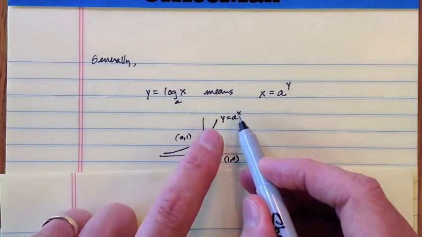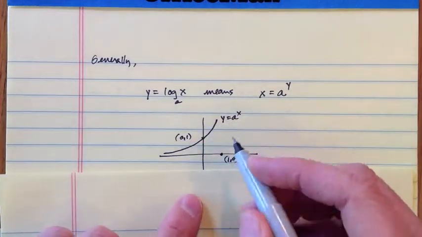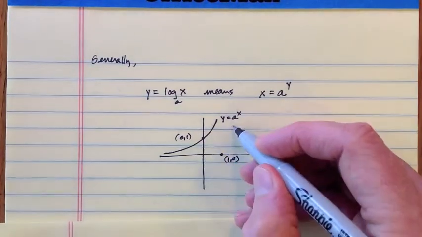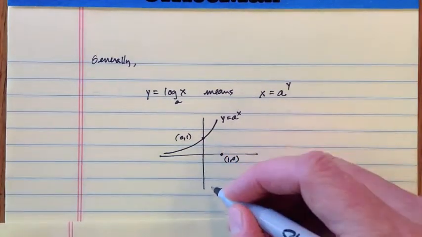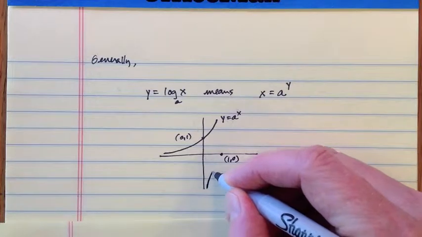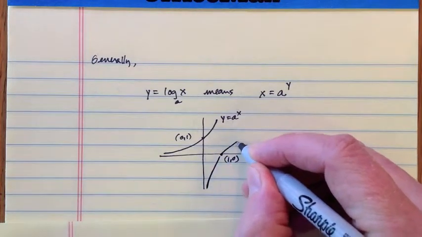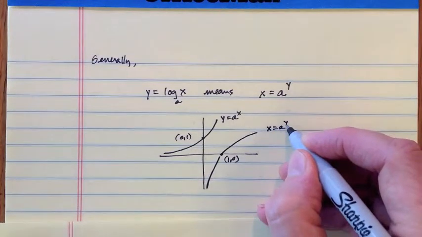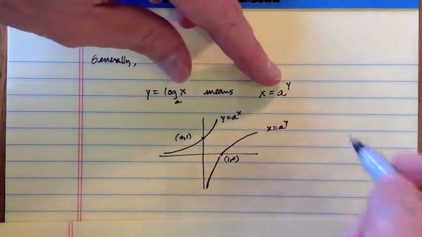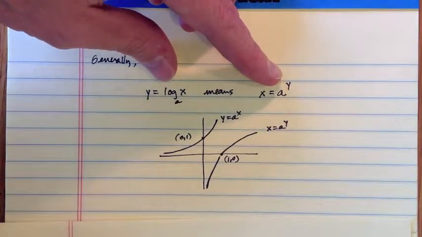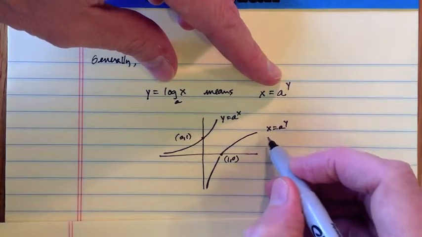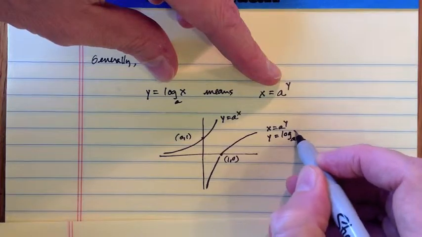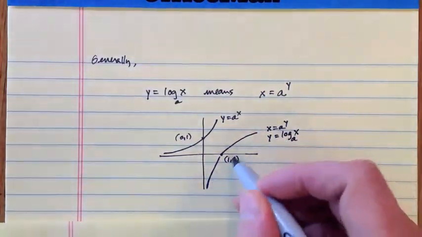And when you interchange the x's and y's on a curve, you reflect that curve across the 45-degree line y equals x. Something like that. So that's what x equals a to the y looks like. But see, that's just another way of saying y equals log base a of x. So this and this are two different equations for the same curve.